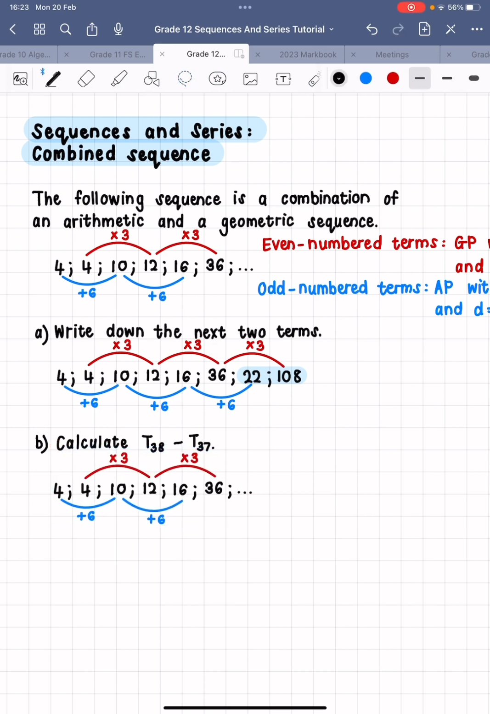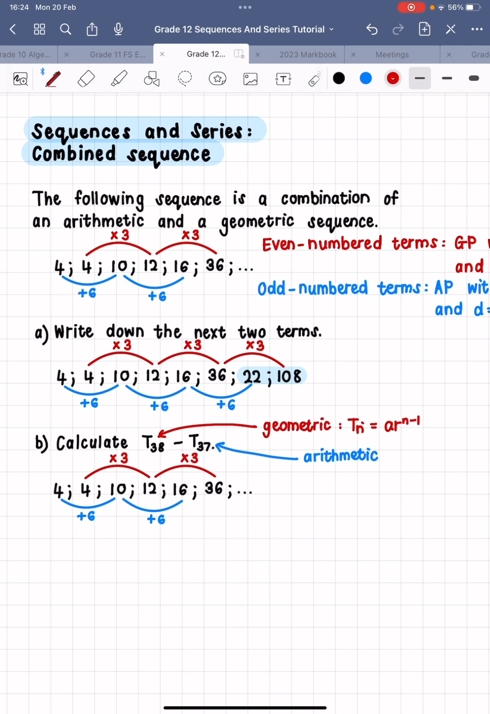I think we know by now that the even numbered terms are in the GP. So term 38 is an even numbered term, so this is going to be a geometric sequence term. Term 37 is an odd numbered term, in the sense that 37 literally is an odd number. That is going to be an arithmetic sequence term. So now we need to understand that we have a formula for geometric. The term in a geometric sequence is AR to the n minus 1.